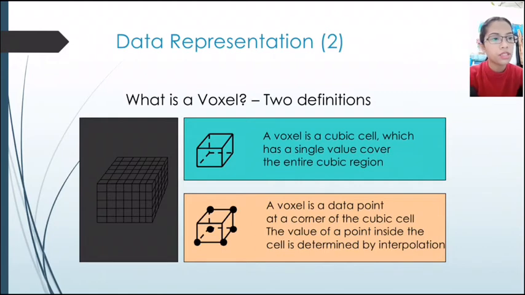Representation. What is a voxel? These are the two definitions of a voxel. A voxel is a cube cell which has a single value covering the entire cubic region. Or a voxel is a data point at a corner of the cubic cell, and the value of a point inside the cell is determined by interpolation.